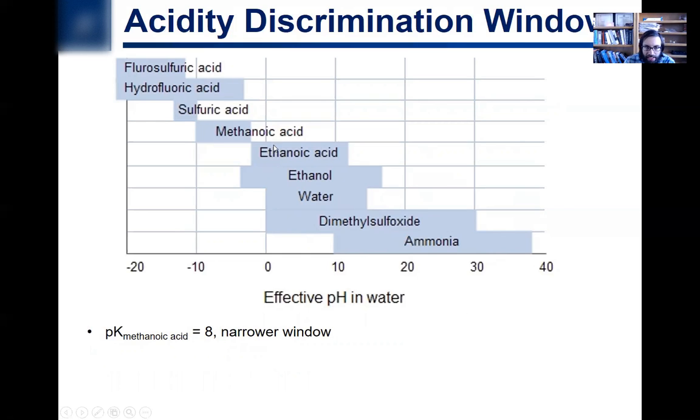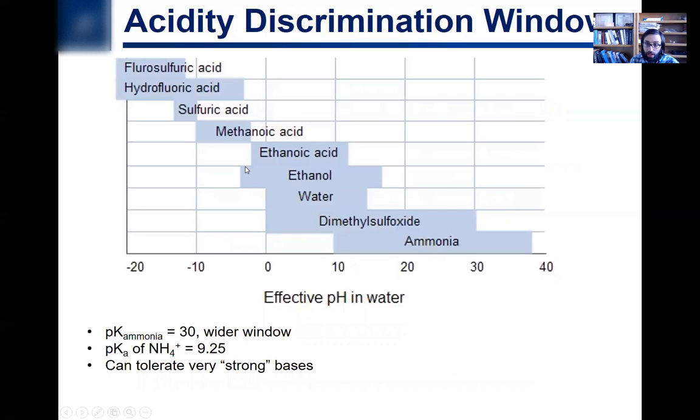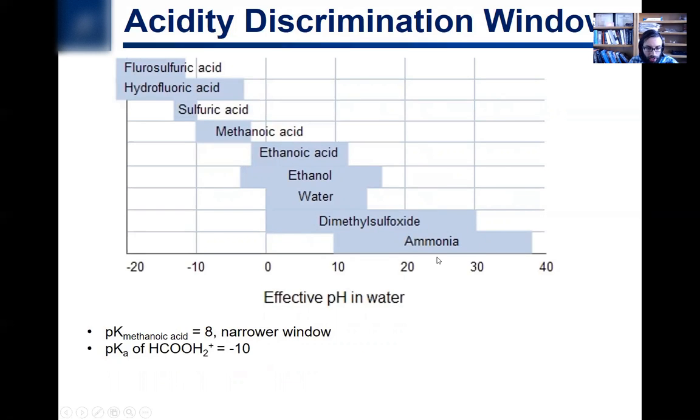Look at methanoic acid, more commonly called formic acid. This chart called it methanoic acid. The pK-sol for that is 8, so it has a narrower window than water's, which is 14. But because the pK of protonated formic acid is so acidic, it's minus 10, you can tolerate very strong acids. Strong acids will appear actually weaker in this, okay? Just like strong bases in ammonia will appear weaker than when in water.